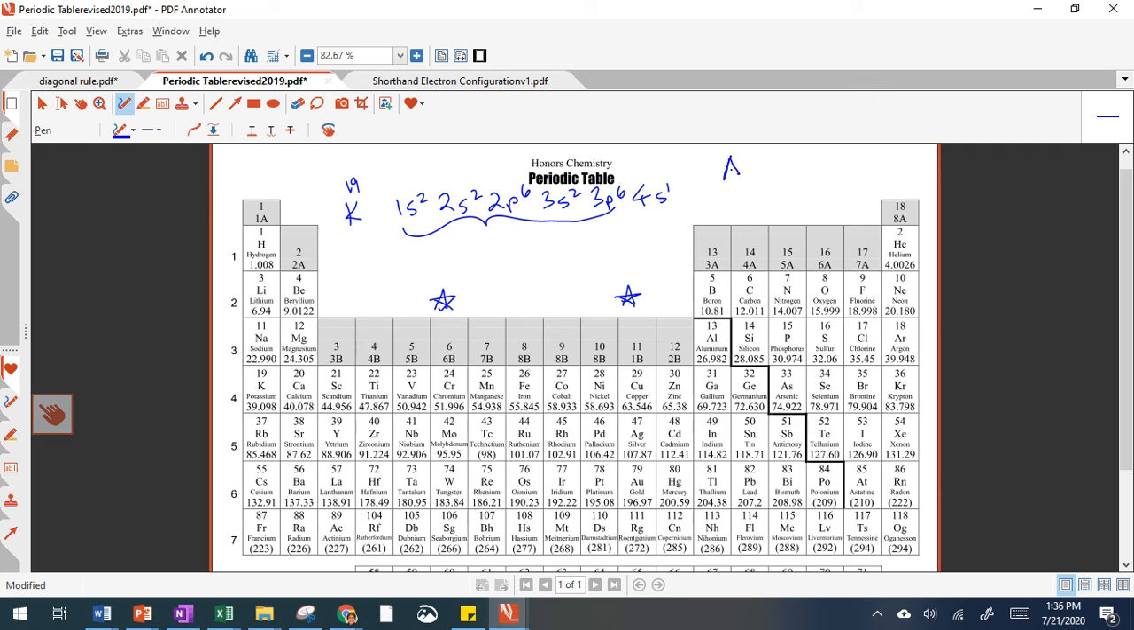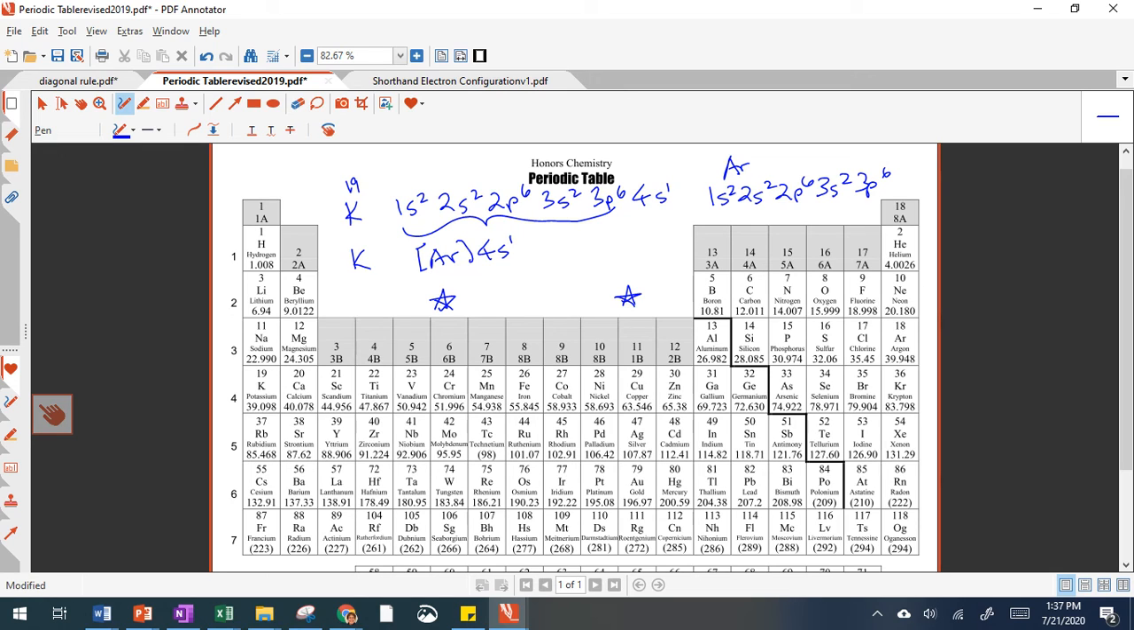Argon is 1s2, 2s2, 2p6, 3s2, 3p6. So we replace that portion with argon. And what's left is just 4s1. So that would be the shorthand configuration for potassium.